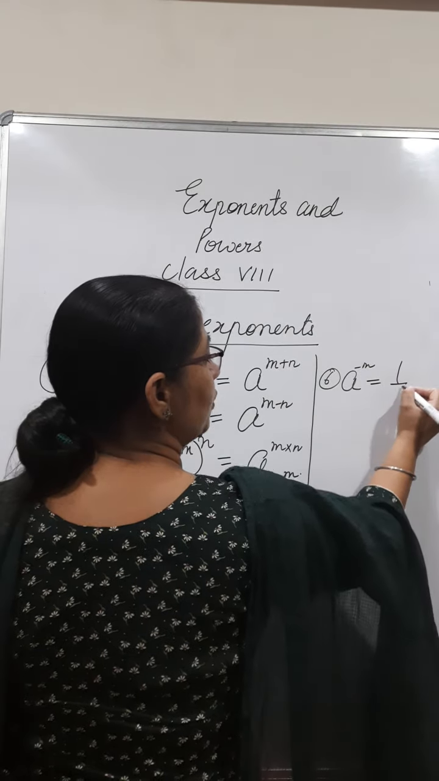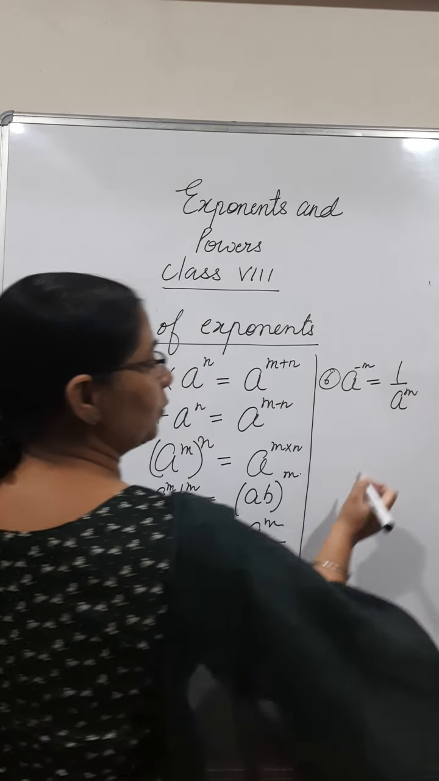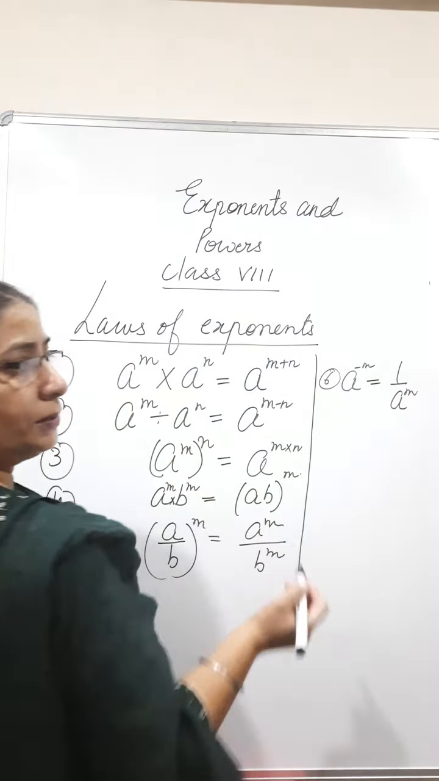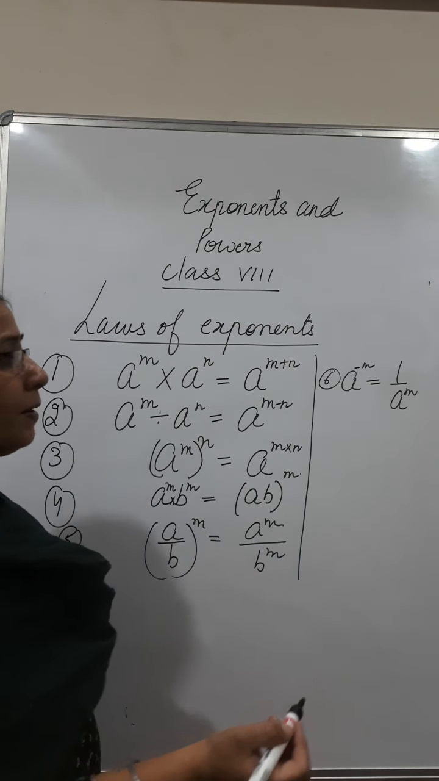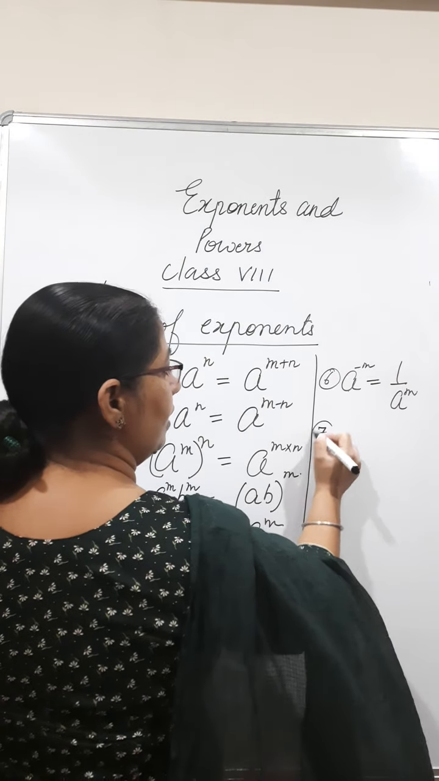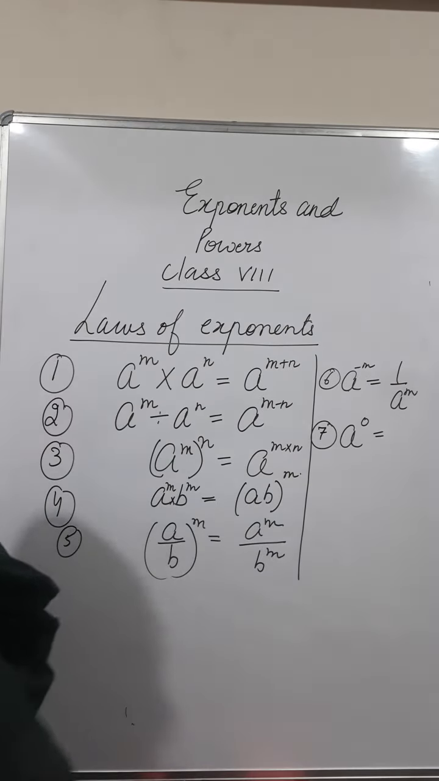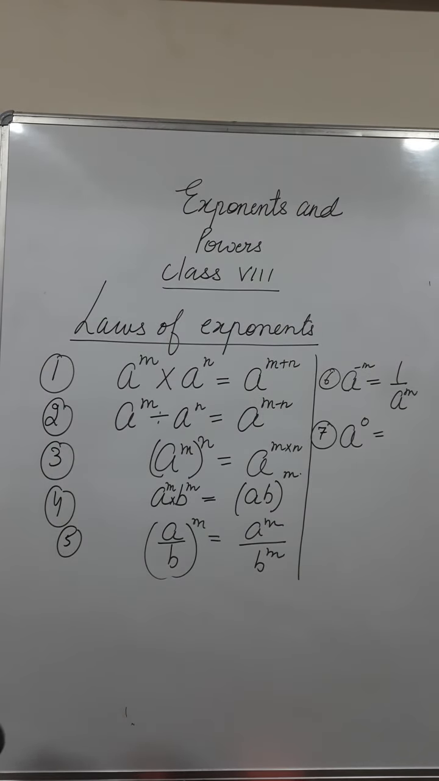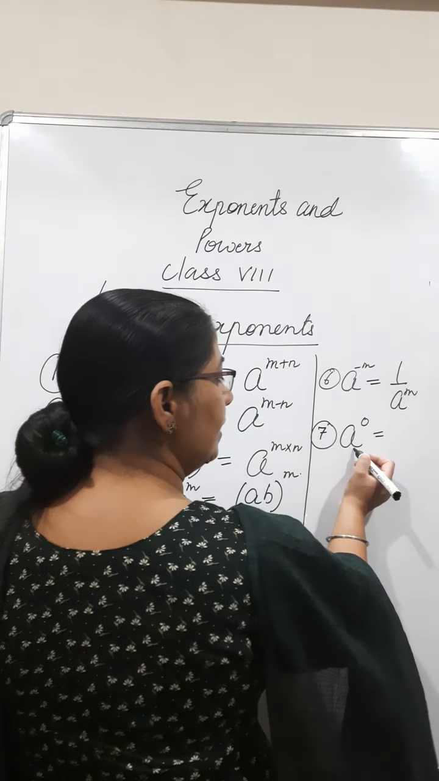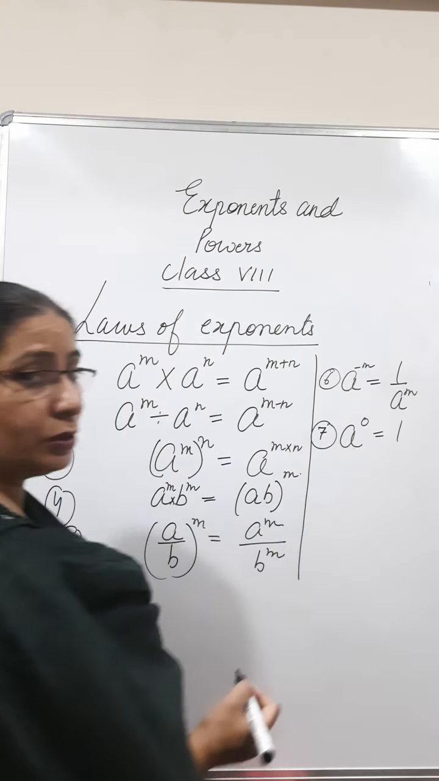I can make it positive by taking the reciprocal. I can take this in the denominator and I'll get 1 upon a power m. And if I have a number a with the power 0, if the power of a number is 0, what will happen? Any number raised to power 0 is always equal to 1.